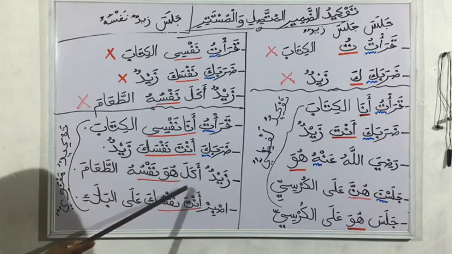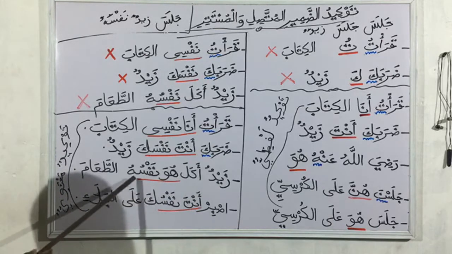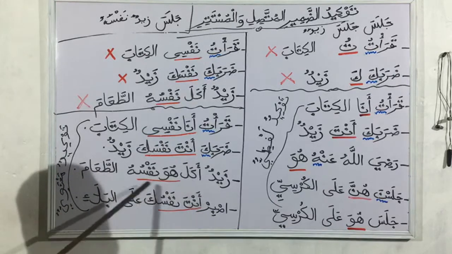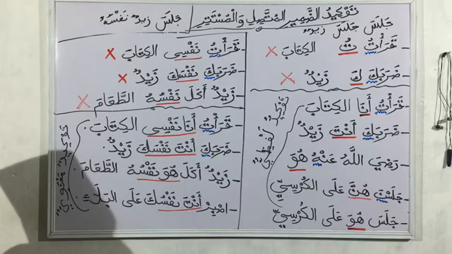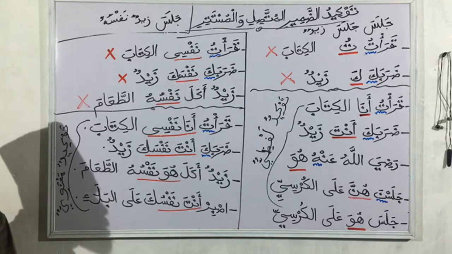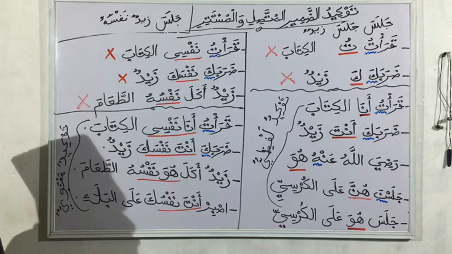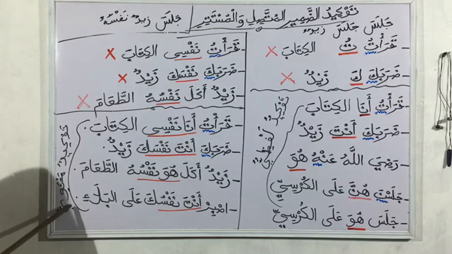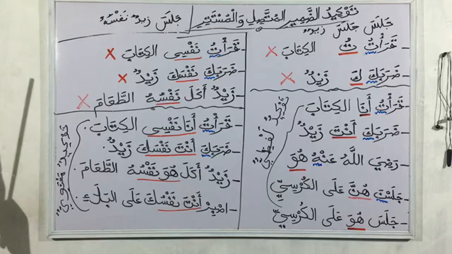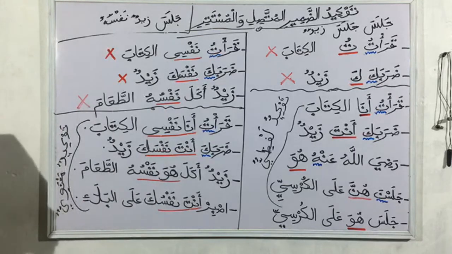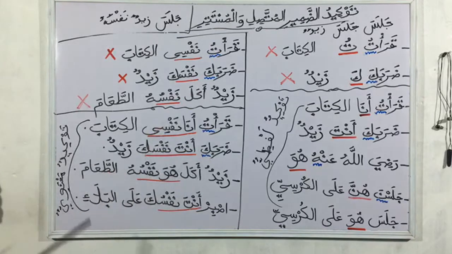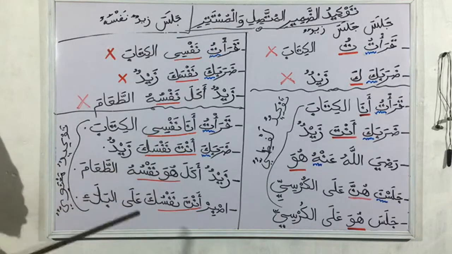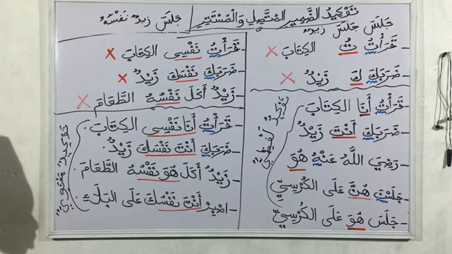Moving on, Zaydun Akala. Actually, this has an added word. So Zaydun Akala Ta'am, Zayd ate the food. I want to do emphasis of meaning, Taukid Ma'nawi. So how am I supposed to do it? I have to do Lafzi first before I can do Ma'nawi. So Zaydun Akala Huwa Nafsuhu At-Ta'ama. Zayd ate the food, he himself ate the food. So I'm doing emphasis of meaning.